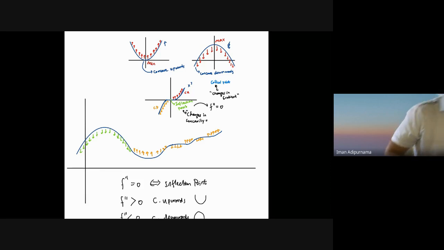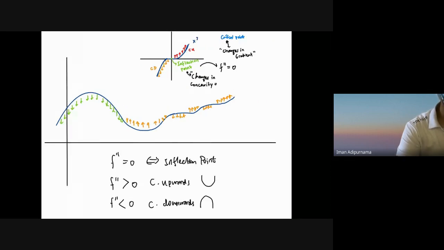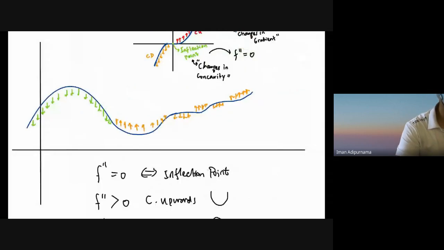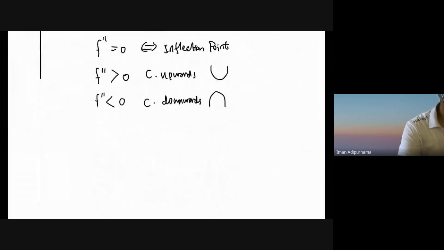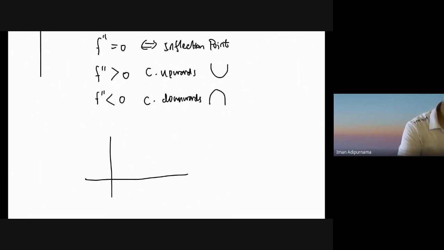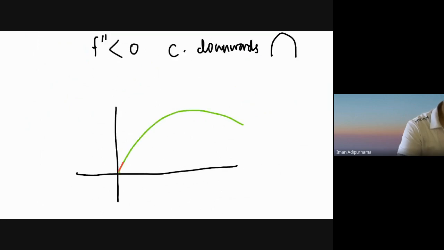Okay. Nice question. So the concavity is actually the change in slope. So if you have like this graph here, then you will have different slope. How fast the slope is changing is actually the concavity.